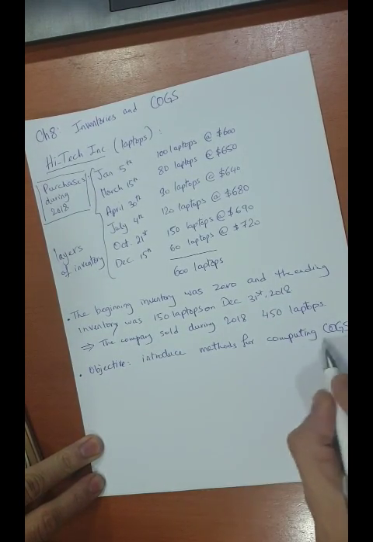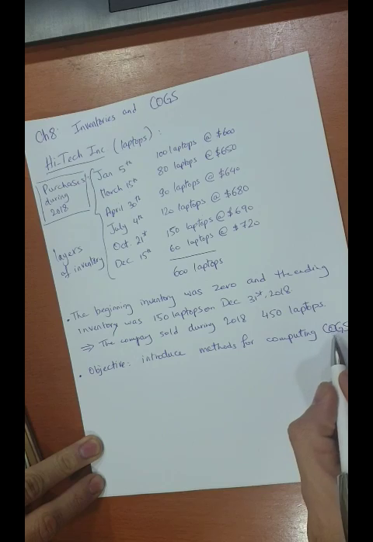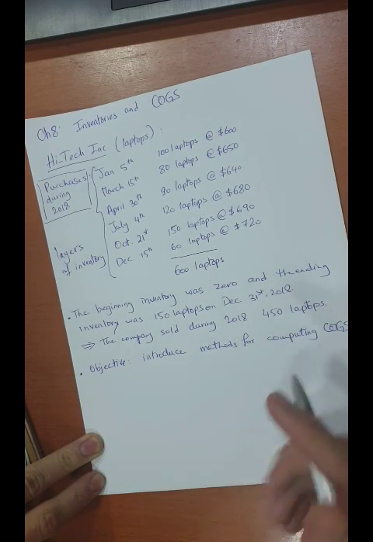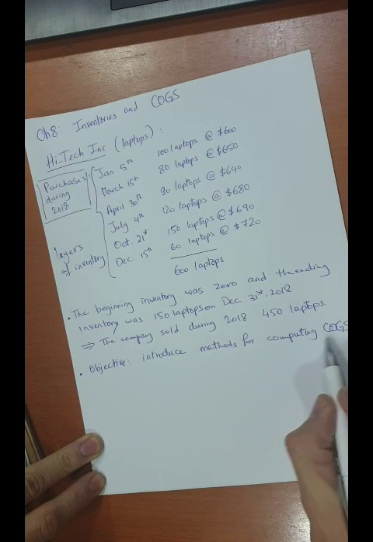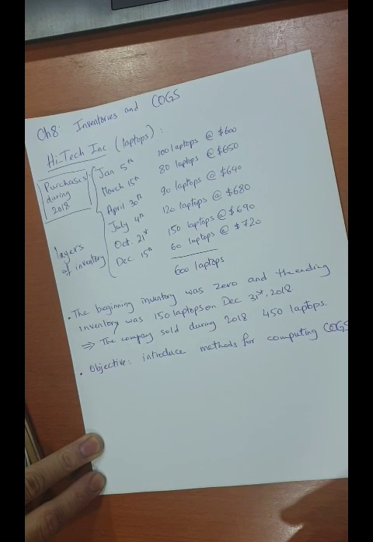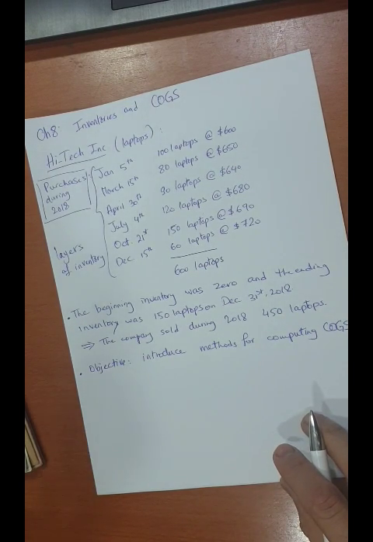Okay, this is crucial because in the income statement, cost of goods sold is deducted from revenues and it determines net income. So if you get this number wrong, or you calculate it wrongly, you will get a wrong earnings figure, which is problematic, of course.